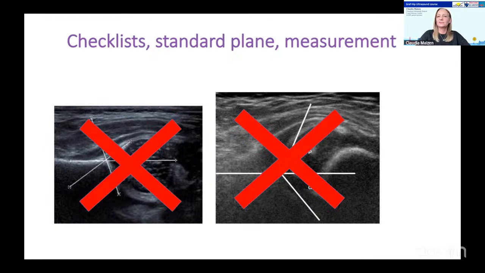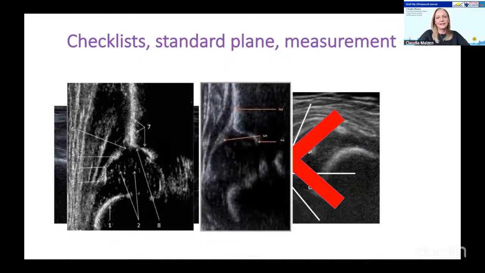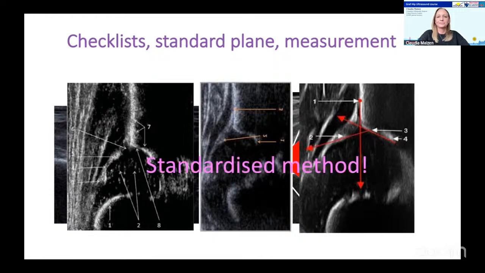Are these papers really based on the graph method or the original method? We know now that we have to have all these landmarks visible on a picture. We need to be in a standard plane before we start measuring. And if we're measuring, it's very rarely that those lines cross in one point. So those measurements have to be performed correctly before we can say that the graph method is used.